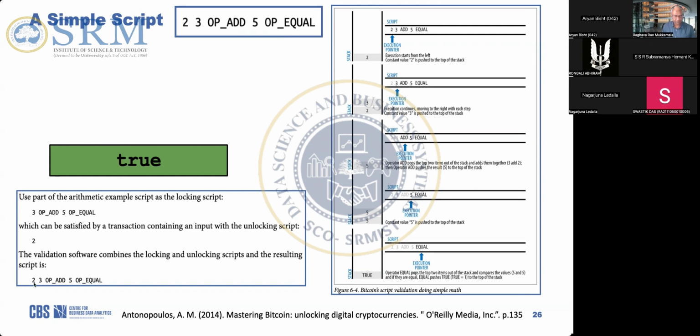Okay, so let's put 4 as the unlocking script. Then this whole script will become 4, 3, op add, 5, op equal. So 4 plus 3, we will do all this addition and you will get 7. So in this place, you have 7 and you will copy 5. And then the op equal will verify whether 5 is equal to 7 or not, which is not, so you will get a fail, or you will get a false. Right? So the result of having 4 as unlocking script will give you false as the output.